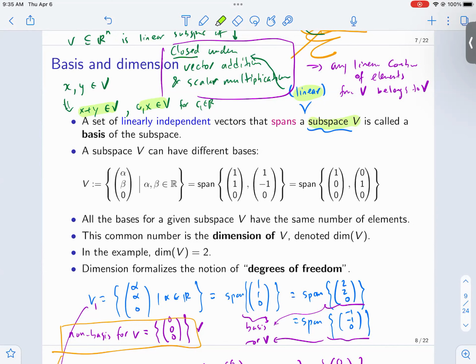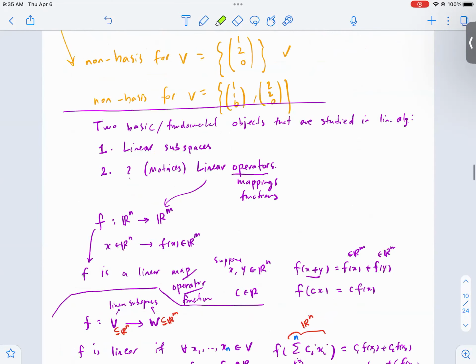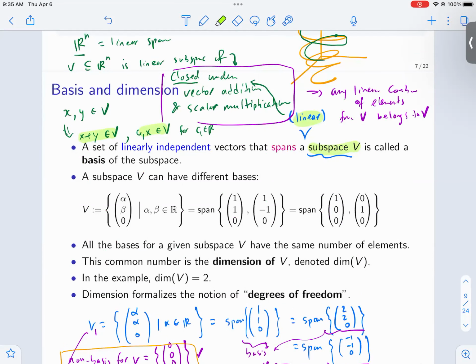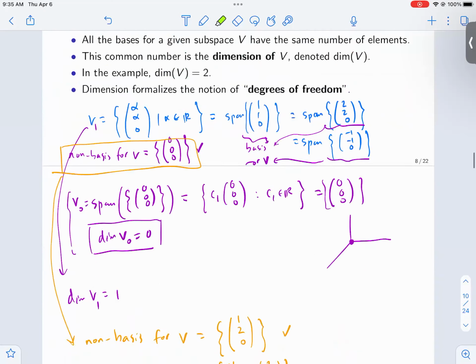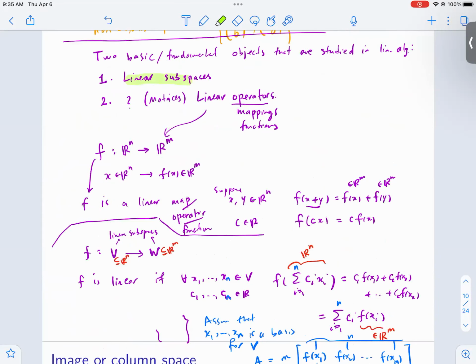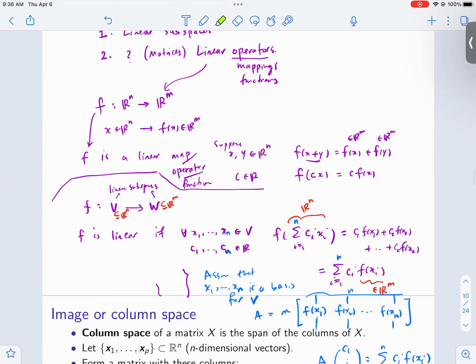Okay, so the next idea was, so this is basically a summary of this slide. This is a summary of the things that we sort of discussed. The linear subspaces are one ingredient or one interesting object in linear algebra. The second interesting collection of objects is the set of linear operators or linear maps or linear functions. And these are functions that map between two linear spaces.